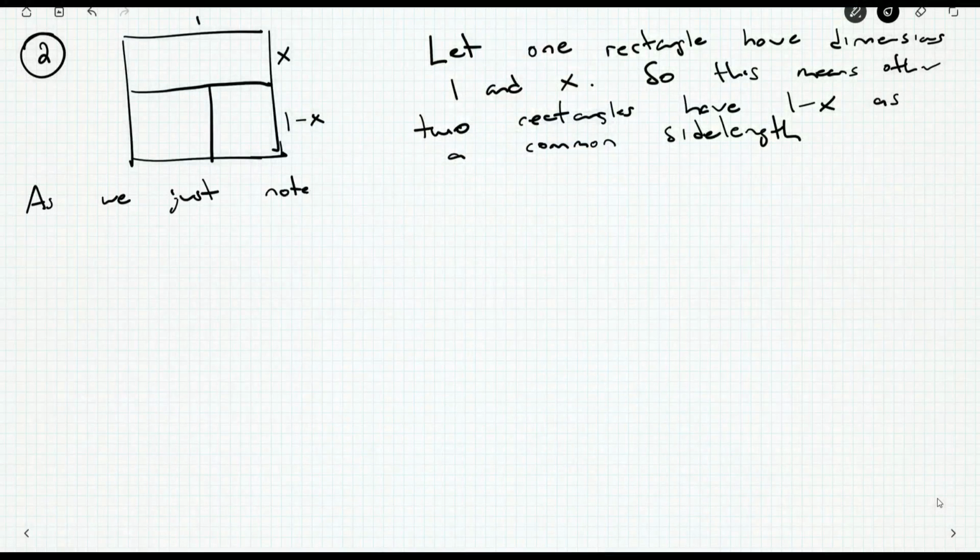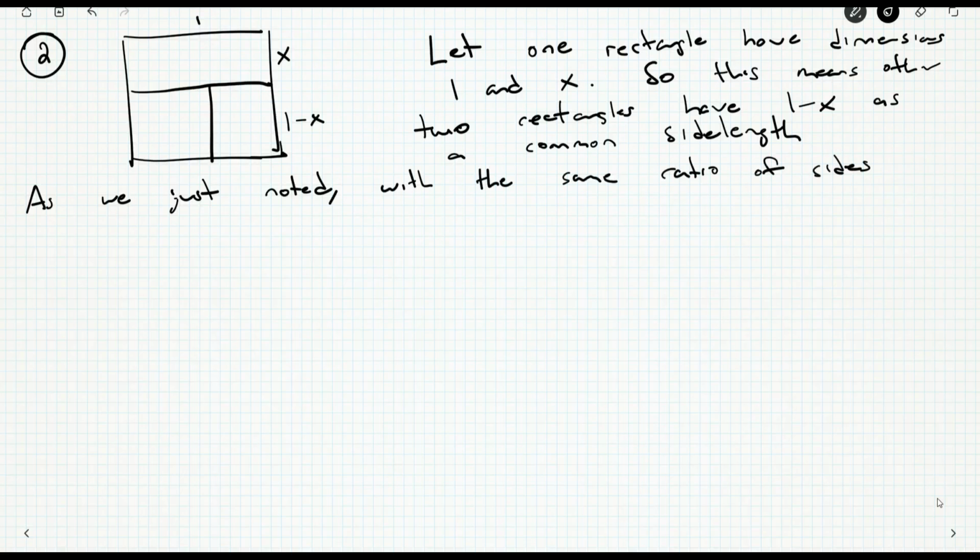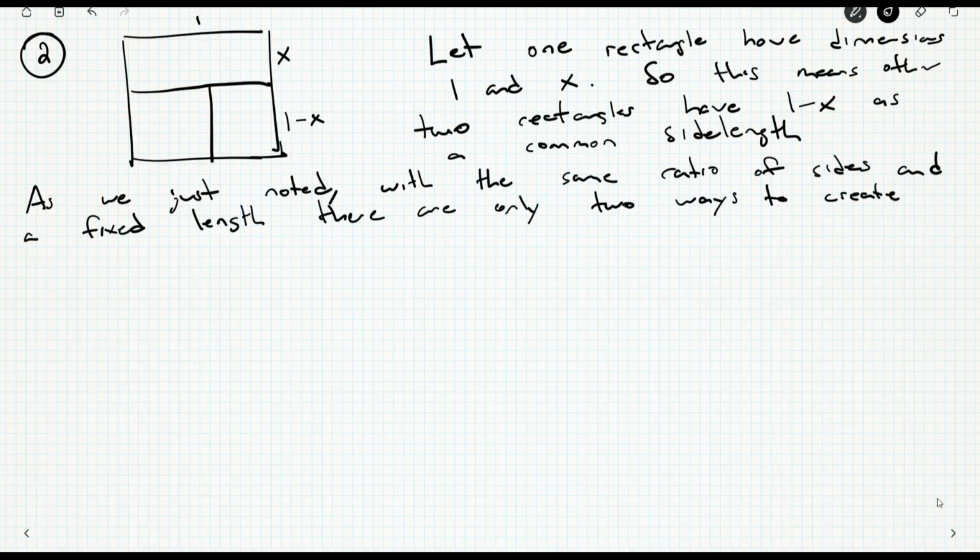So as we just noted, with the same ratio of sides and a fixed length, there are only two ways to create satisfactory rectangles.